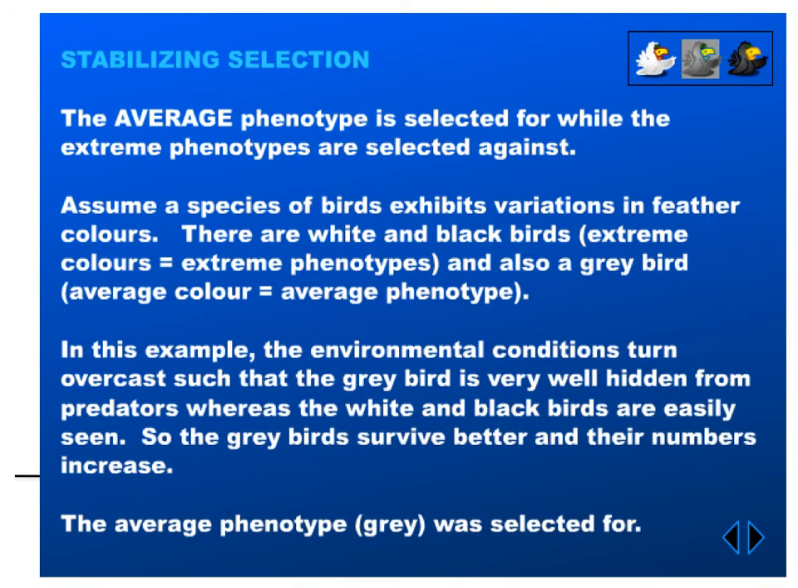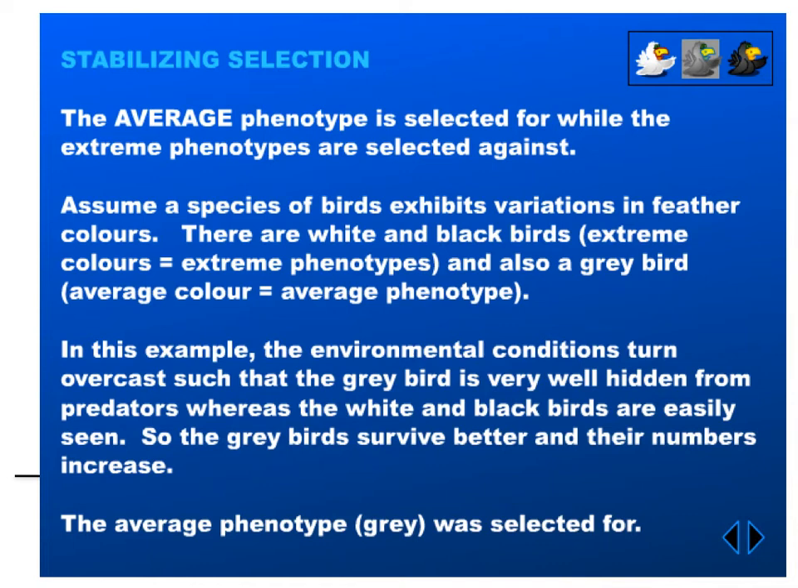Practical examples of these types of selection. So here looking at stabilising selection. Here the average phenotype is selected for, while extreme phenotypes are selected against. So imagine we've got a species of bird and it's got variations in feather colours. They're white and black birds, those are the extreme phenotypes. But there's also grey birds, and that's the average phenotype.